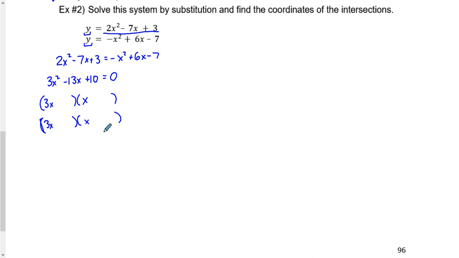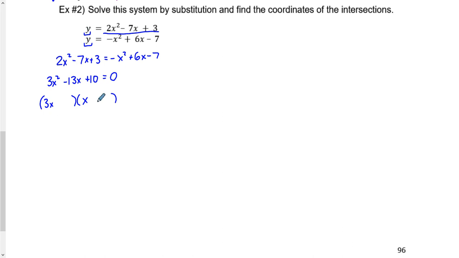But if I used 5 and 2, in order to get to negative 13, I'd have to have this as a negative 5 and this as a positive 2. So 3 times x would give me the 3x squared. 3x times negative 5 would give me negative 15. 2 times x would be 2x. So negative 15 and positive 2 would give me my negative 13. But a positive 2 and a negative 5 would never give me positive 10. So 2 and 5 would never work here.